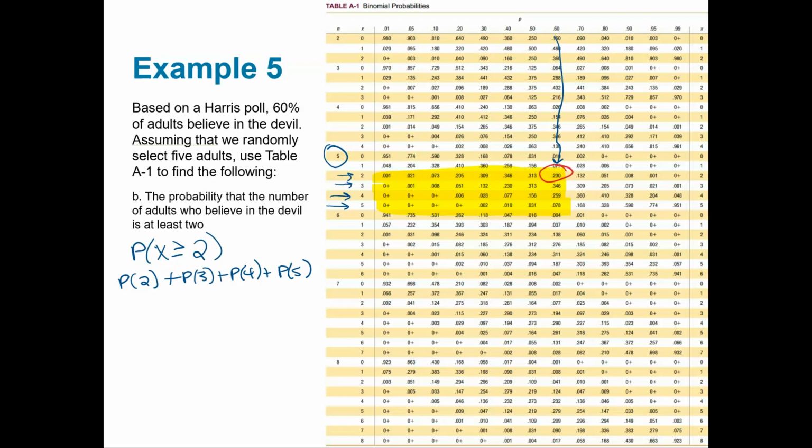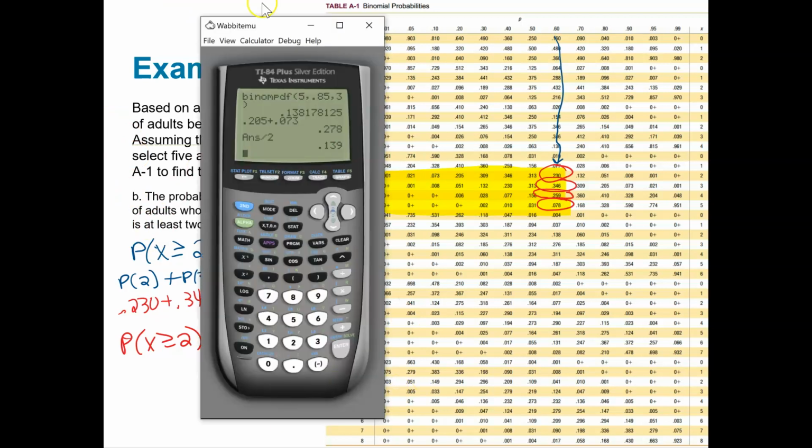And so here we go, right? So this is 0.23 plus 0.346 plus 0.259 plus 0.078. So when we add up all those, the probability that at least 2 adults believe in the devil would be 0.913.